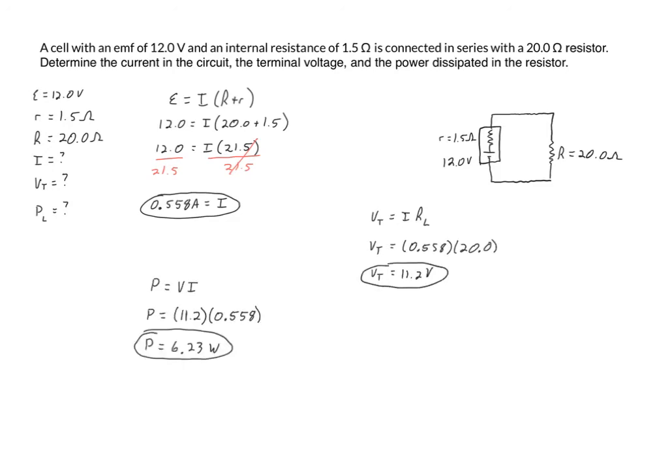And I end up with a power dissipated in the load of 6.23 watts. Of course, I could have used the equation P equals I squared R, or P equals V squared over R there, because I knew V, I, and R for the load at that point in time.